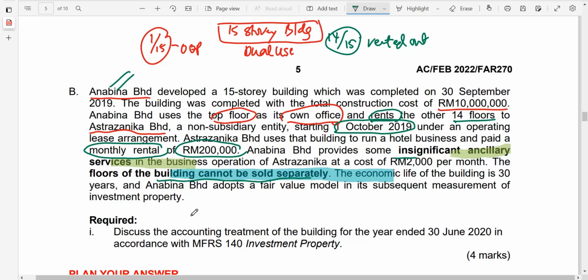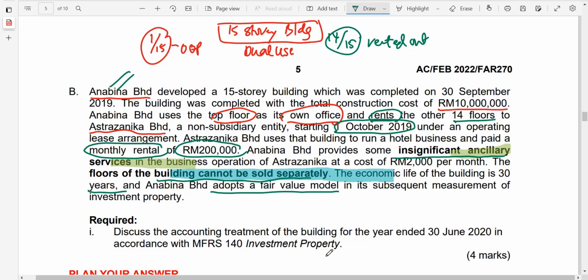So this one is showing that the building also has ancillary service being provided by Ana Bina. And at the same time, the building cannot be sold off separately. So the economic life of the building is 30 years and it adopts the fair value model. Fair value model means there is no depreciation for the building, should it qualify to be an IP. So we have to discuss this accounting treatment for the building for the year ended 30th of June.